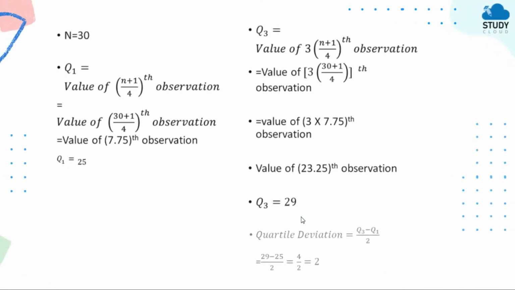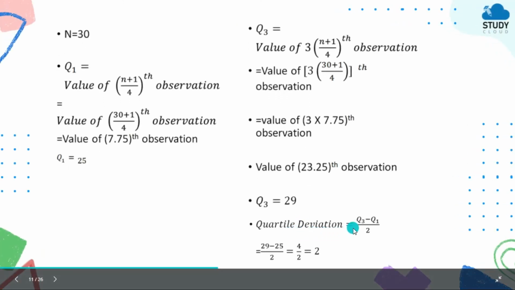And then just put the formula of quartile deviation, Q3 minus Q1 upon 2, 29 minus 25 upon 2, 4 upon 2 is equal to 2. So 2 is the quartile deviation here.